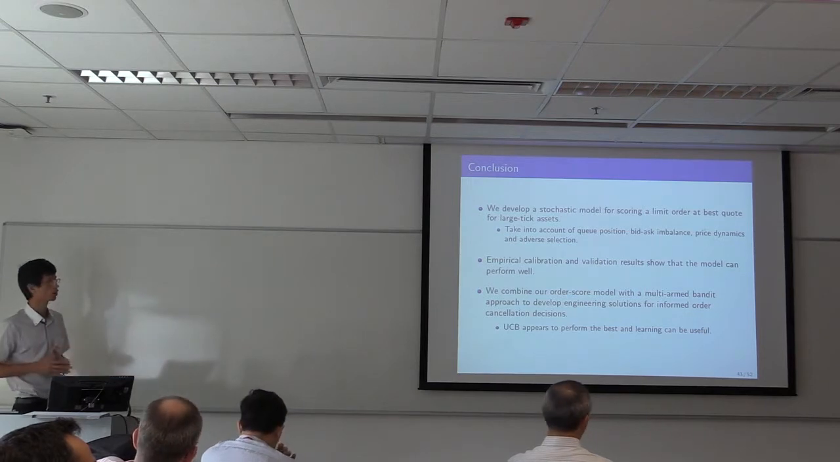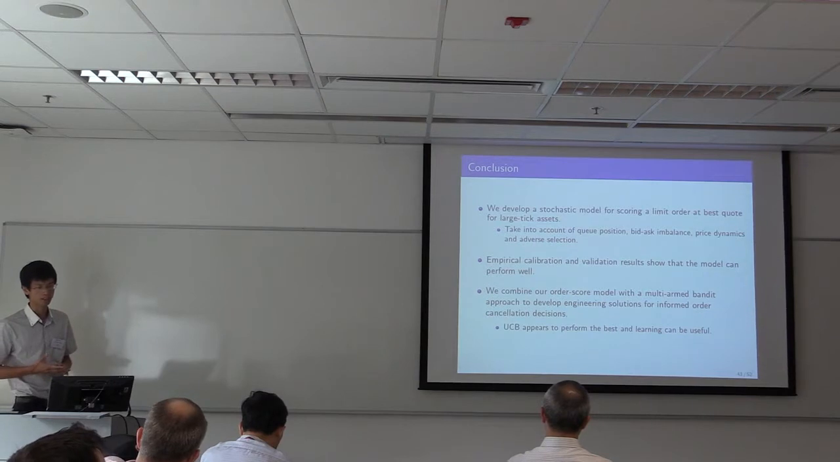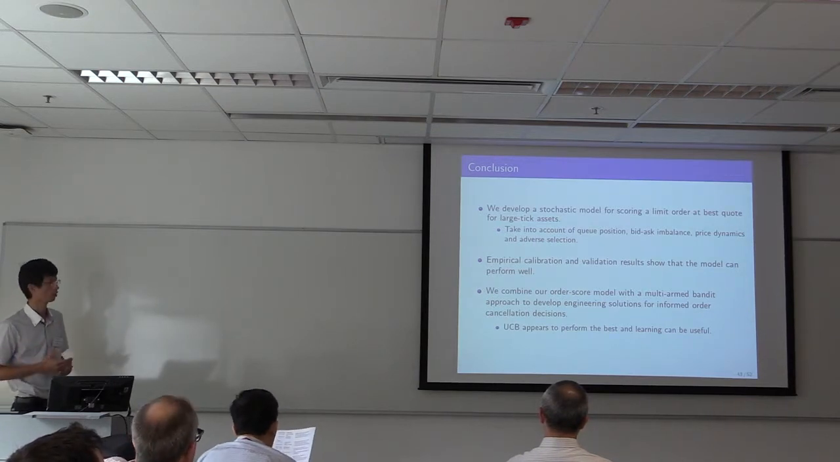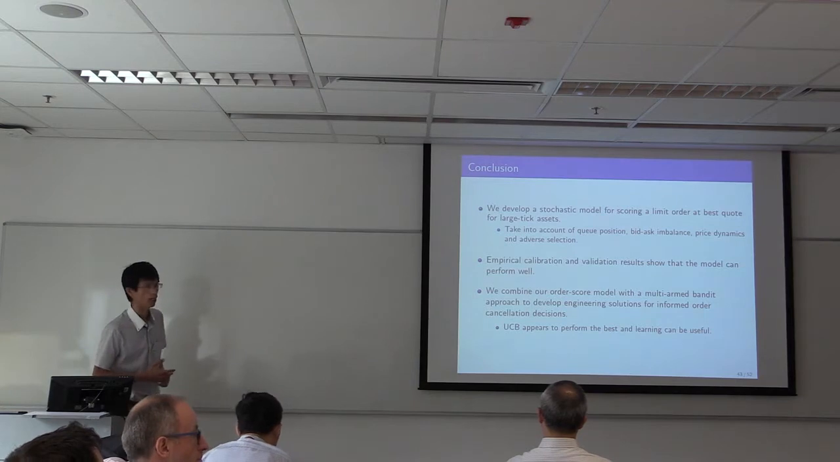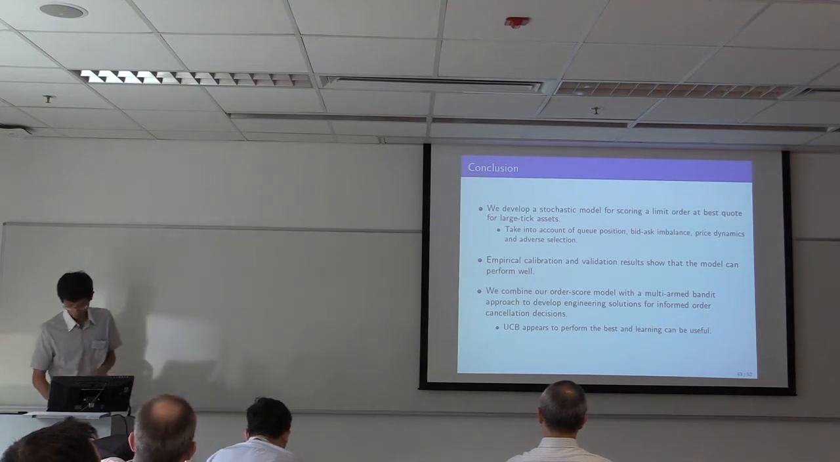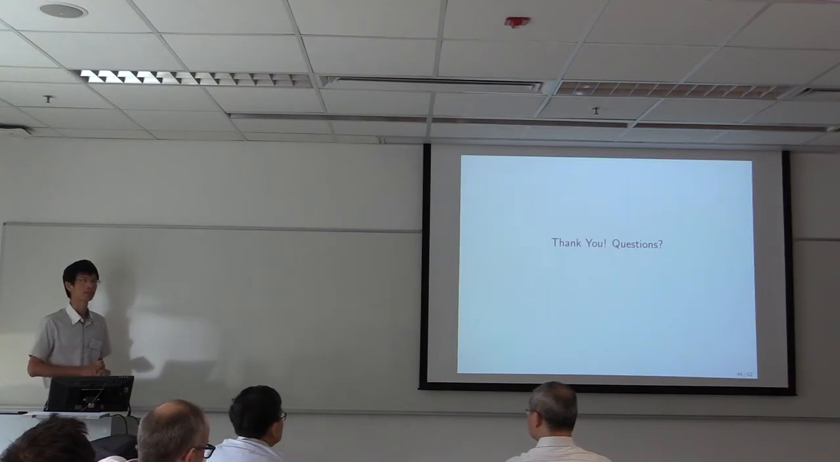But our order score model is combined in this work with a blended learning approach to develop engineering solutions in informed order cancellation decisions. And what we have found is that UCB appears to perform the best, and learning can be useful. Okay, so I think I will stop here and take any questions you might have.